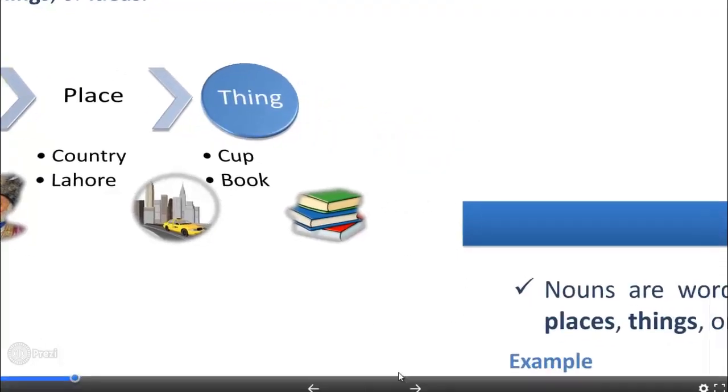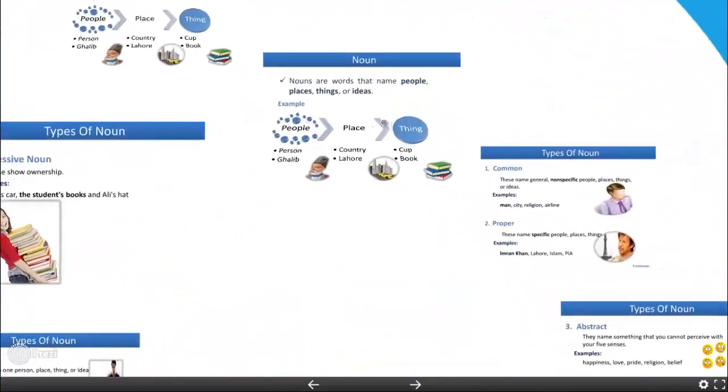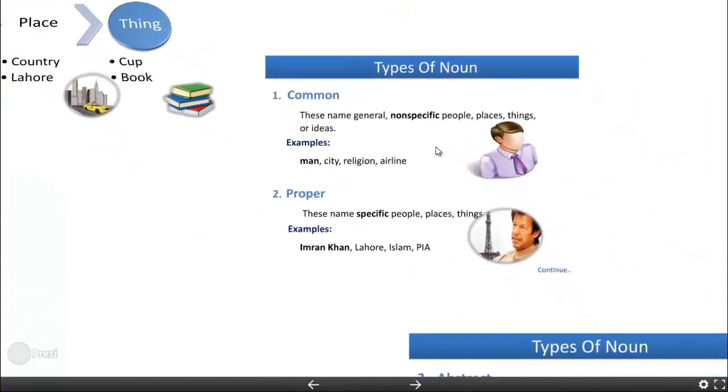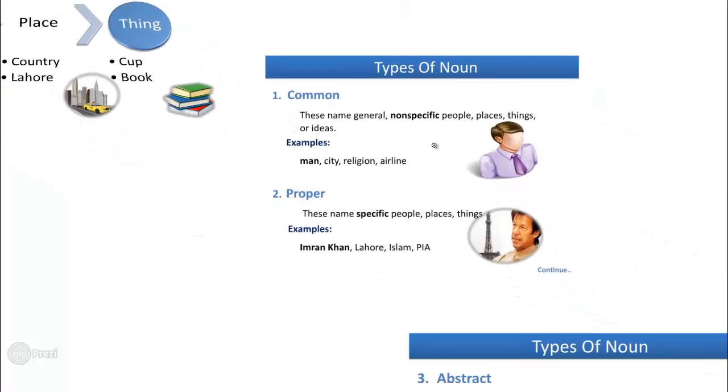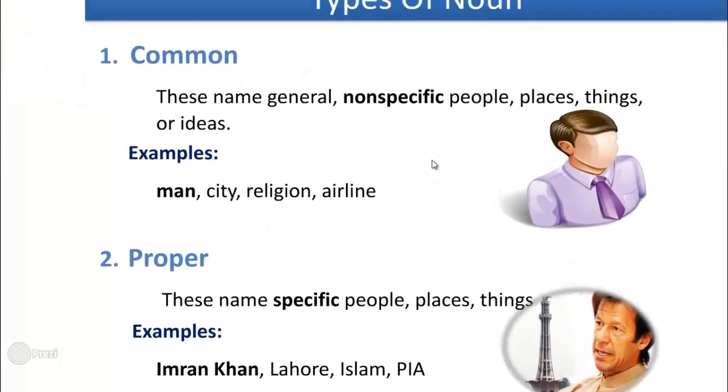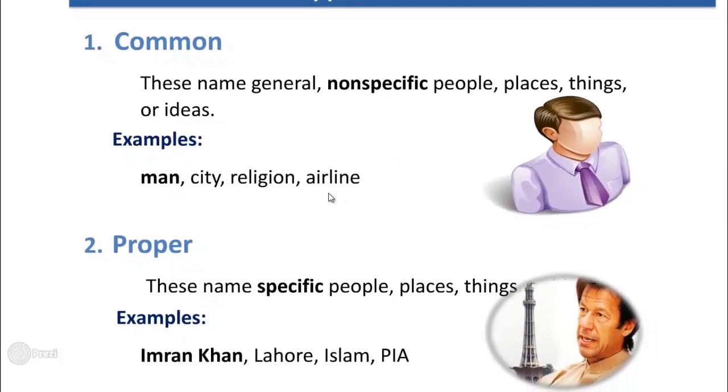Then we can talk about nouns being described as types, like we have common nouns here, and these name general, non-specific people, places, things, or ideas. Think about definitions of common things that are common for many people, like man, city, religion, or airline. Depending on their translation, these words mean the same for people in different cultures. So that's why they're called common nouns.